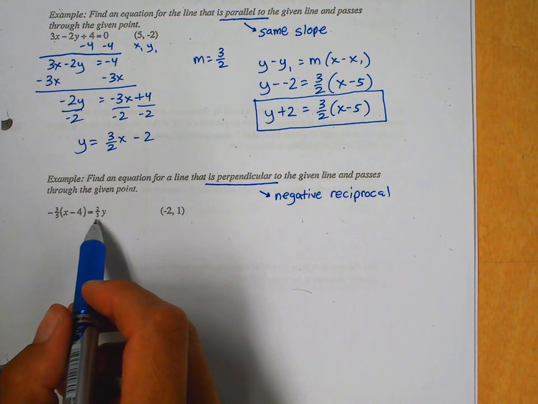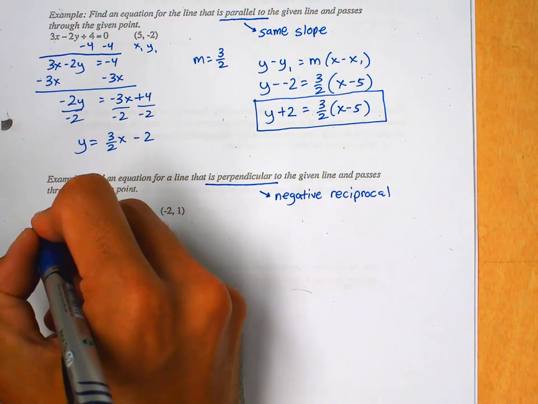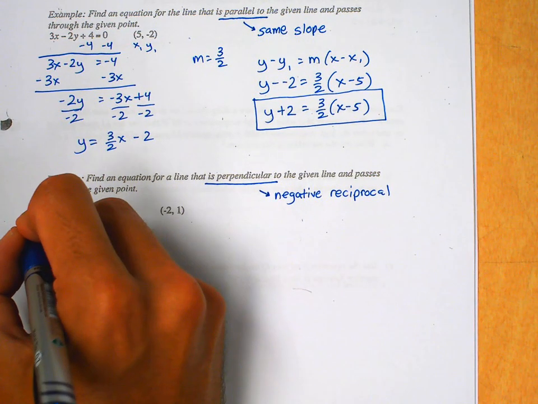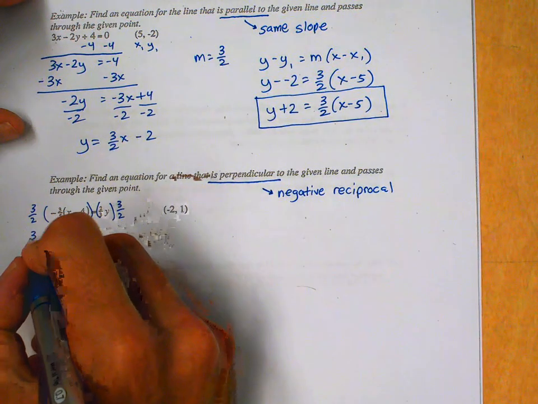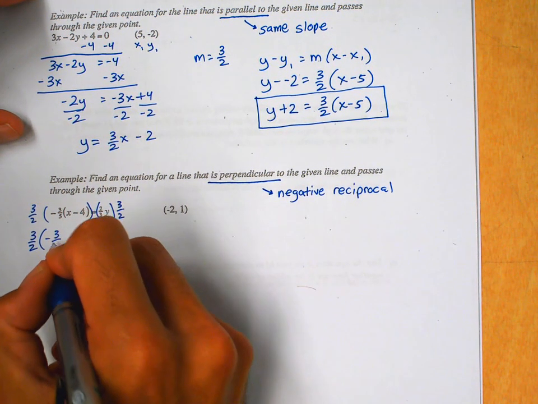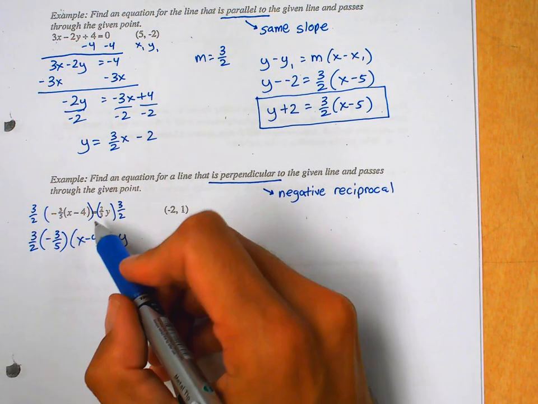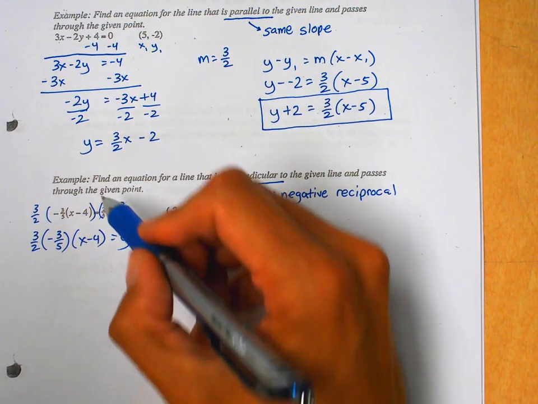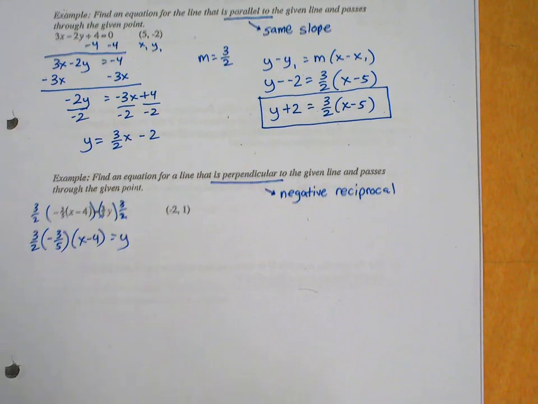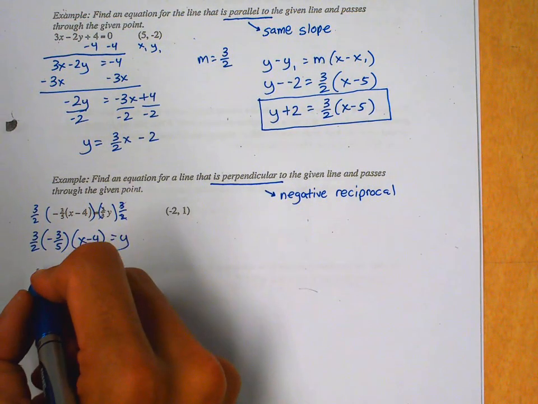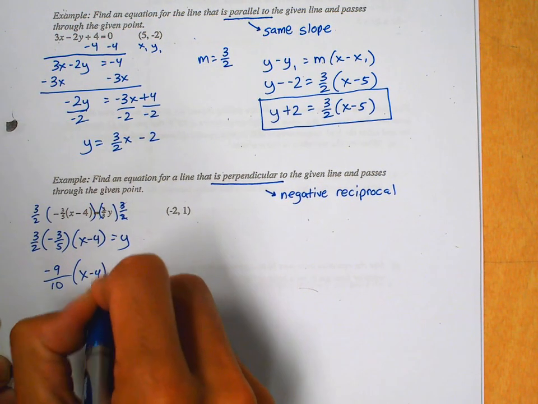The only thing to do is to get rid of this 2/3. So I'm going to multiply by 3 over 2. Multiply here times 3 over 2. And so that's going to give me 3 over 2 times negative 3 over 5 times x minus 4 equals y, because the 3's cross canceled and the 2's cross canceled. And so I got y by itself. That's good news. We'll simplify. 3 and negative 3 multiply. That's negative 9 over 10 times x minus 4 equals y.